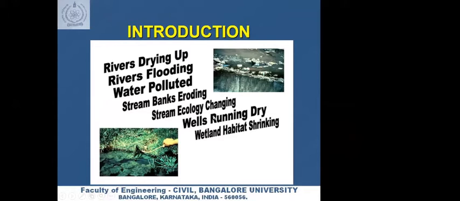If we take the annual rainfall of any given region, it has not varied by more than 5 to 10%. But we are facing rivers drying up and rivers flooding. With the same rainfall, earlier it was not flooding, but now we are facing flooding. Earlier water was pure, and one could use it domestically and drink it, but now we feel it is polluted, stream banks are eroding, and stream ecology is changing. So what is the reason behind all these things needs to be answered.